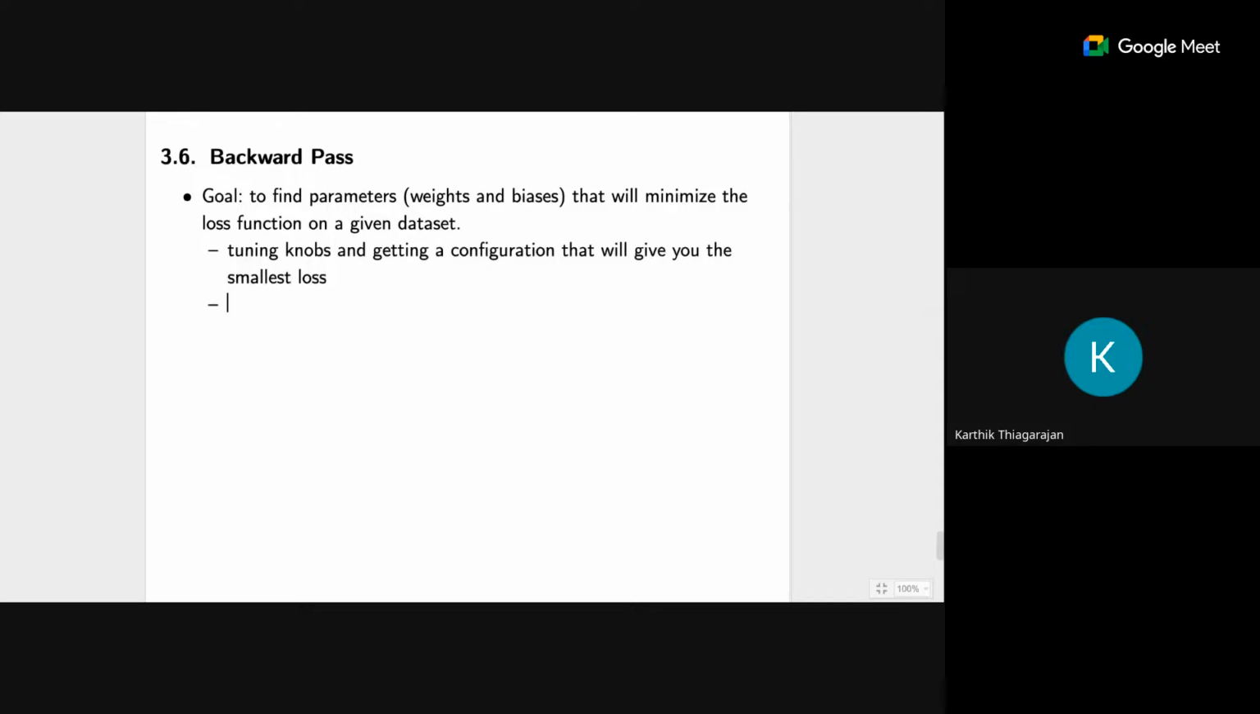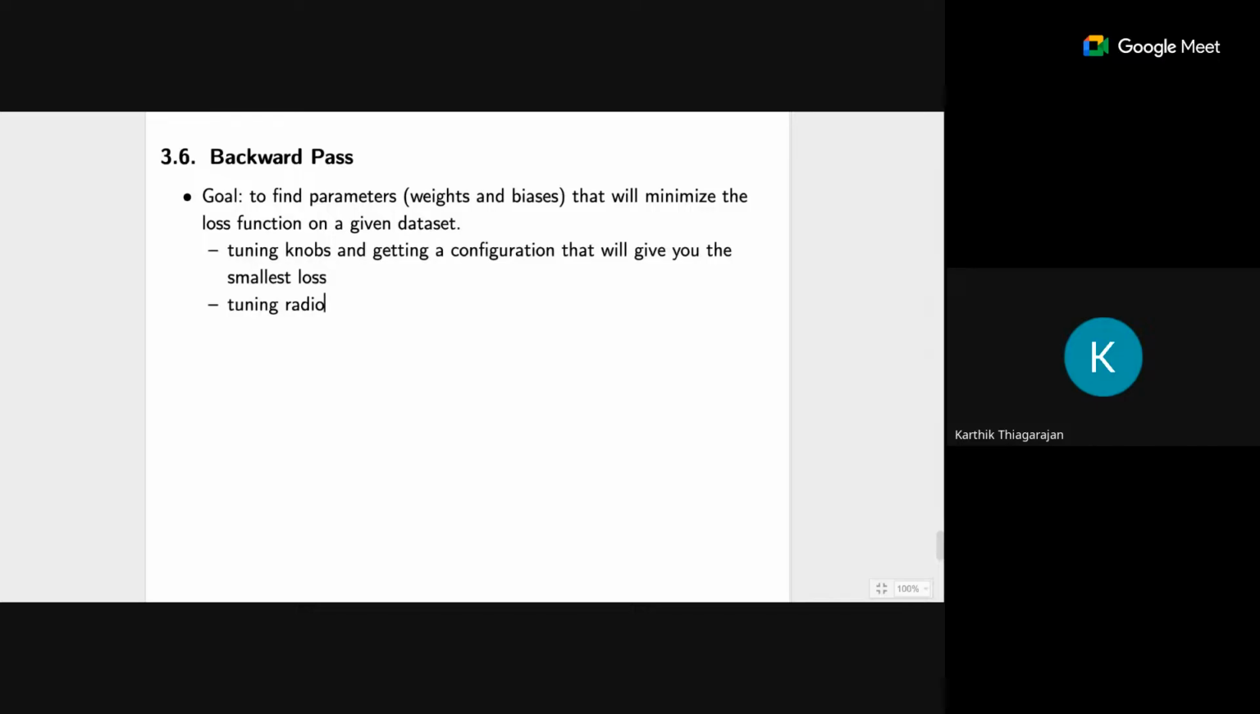This is similar to tuning a radio, right? So you have only one dial in a radio. For those of you who know what a radio is, right? So you have to tune into a particular station, and the closer you get to the station, the clearer the sound will become, right? So there's only one parameter to tune, or one knob to tune.